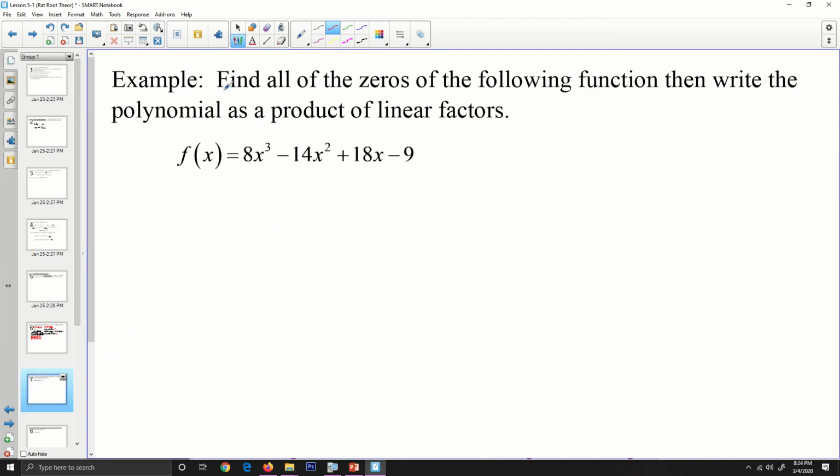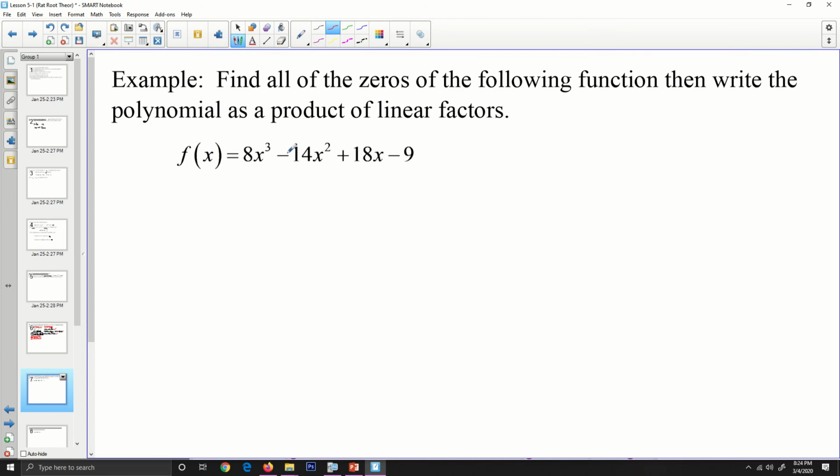All right, the next one, and here it says find all of the zeros of the following function, and write the polynomial as a product of linear factors. So the first thing I do is I look at this and try to factor it if I can, because I don't want to do a bunch of work if I don't have to. Unfortunately, with the factors 8, 2, 4, and 8, I can take a 2 out of that. I can take a 2 out of this one. I can't take a 2 out of the 9.